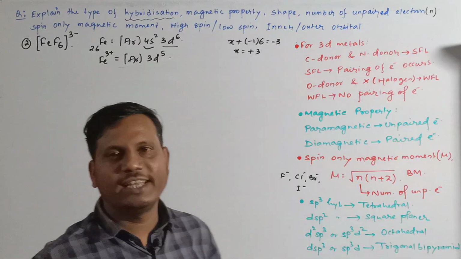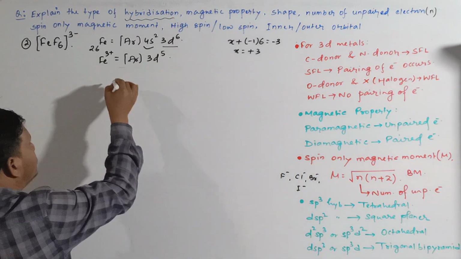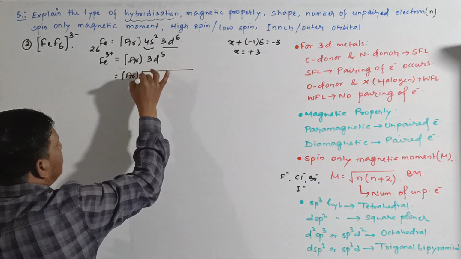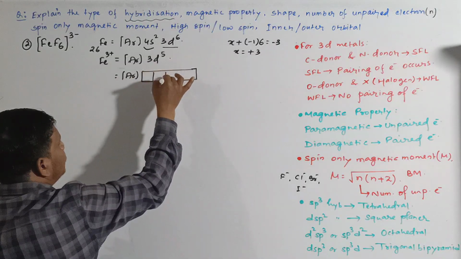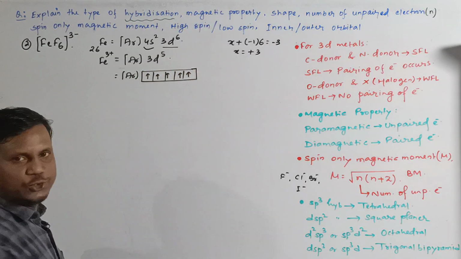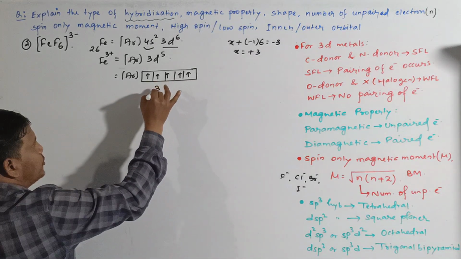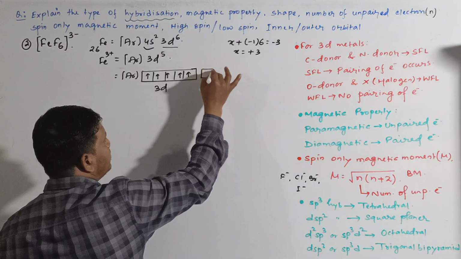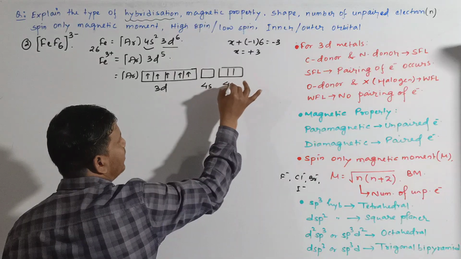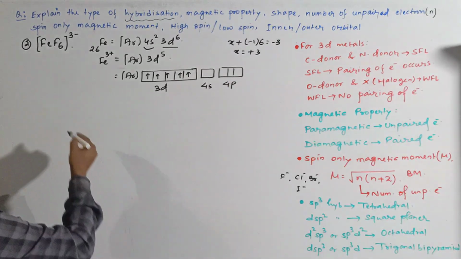After writing the electronic configuration, we will write the electrons in the orbitals. So make the orbitals: this is argon, and 3d. As we know, d has 5 orbitals. These 5 orbitals will be filled up by electrons, and we will fill one each by Hund's rule. So this is 3d, and after that 4s and 4p will be there, but those orbitals will be vacant because we have no electrons.